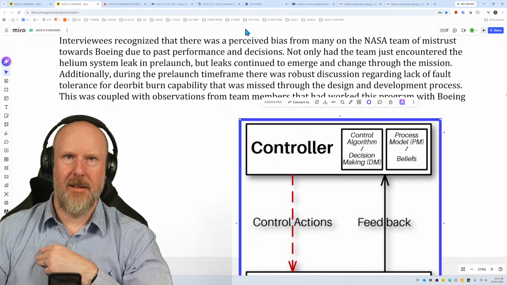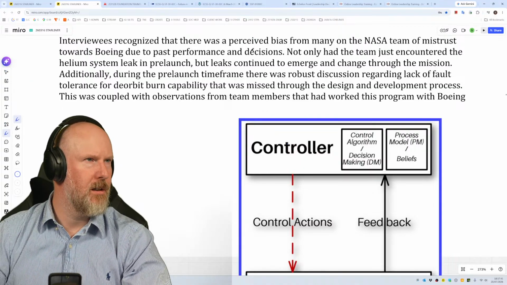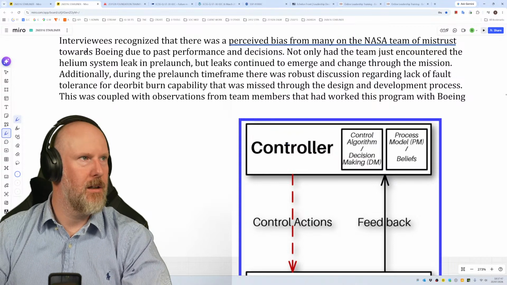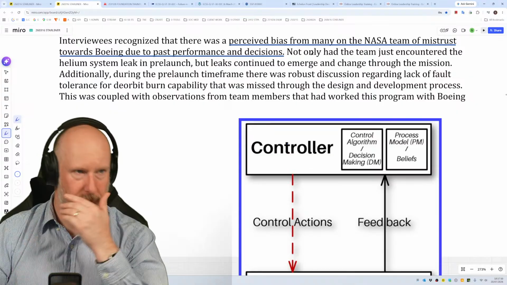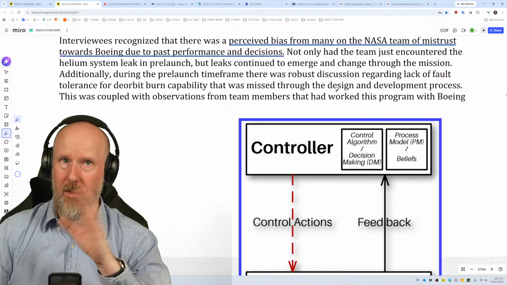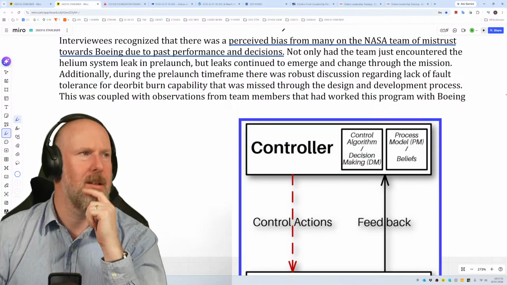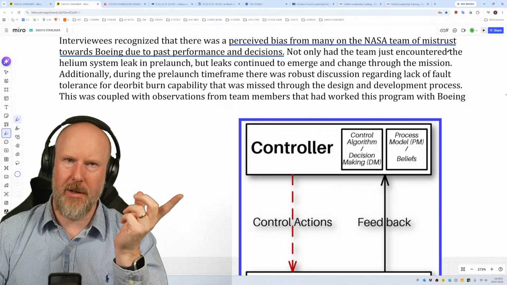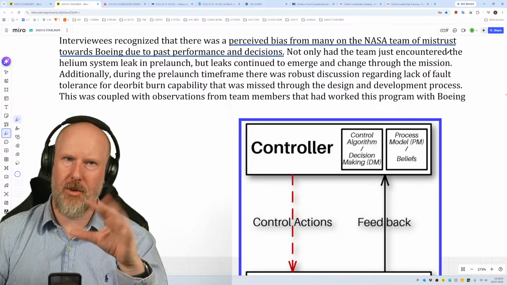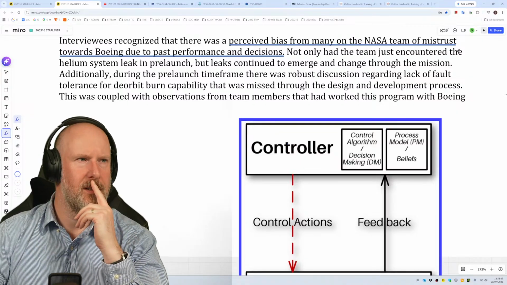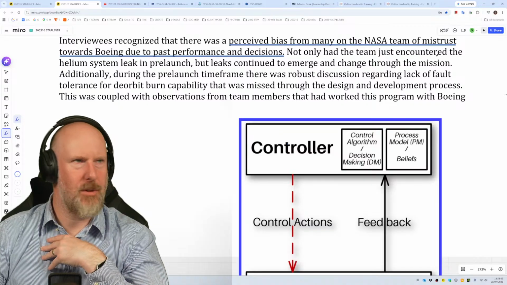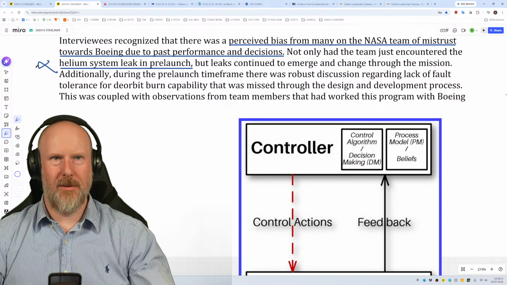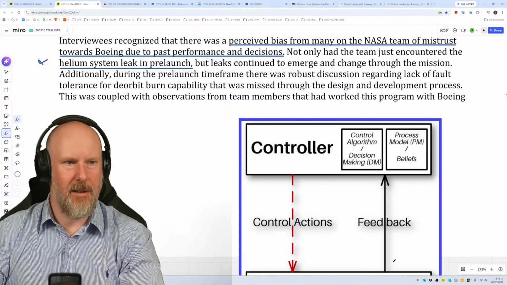Interviewees recognised that there was a perceived bias from many on the NASA team of mistrust towards Boeing due to past performance and decisions. So it could be just on space programs, not more broadly like 737 MAX. Not only had the team just encountered the helium system leak in pre-launch, so that's one mark against their name, and that's feedback.